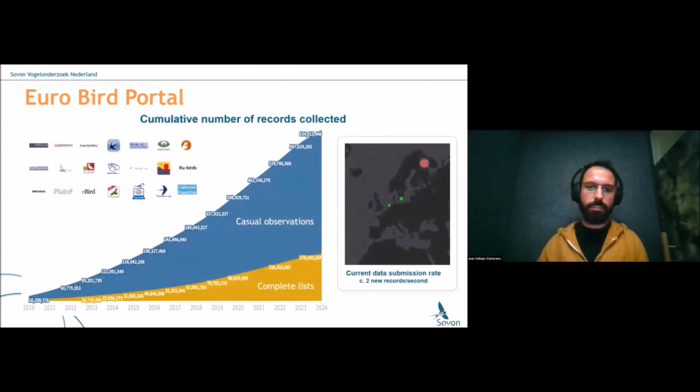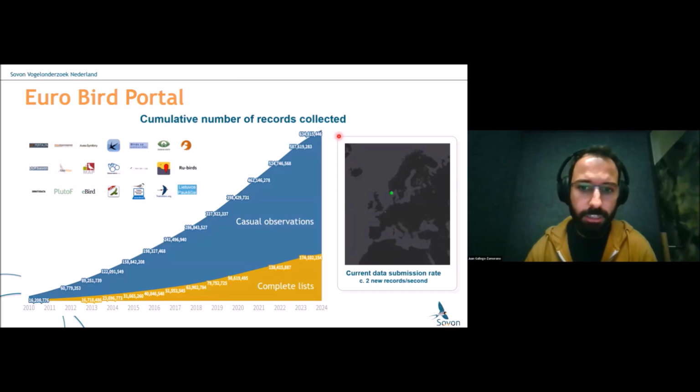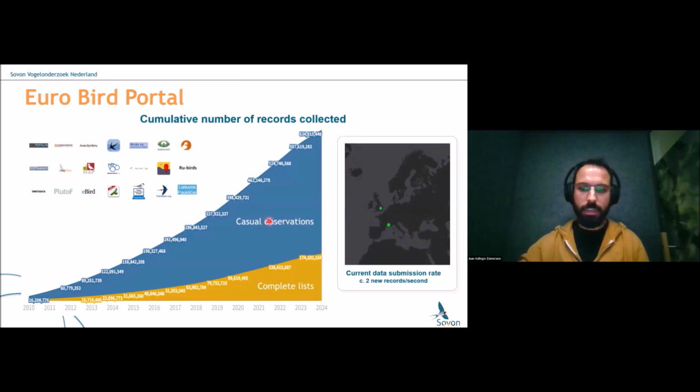Thanks to that, more than 700 million observations have already been gathered. In most cases, about two thirds of the data, they are casual observations, like people just going into the field and saying, "Hey, I saw a greylag goose in the field," for example. But many people also make complete lists, which is basically people going for a walk and registering all the different species that they see, and also the numbers of those species. All of that together is now in the Eurobird portal, in the EVP data, which is really a massive work, and it's amazing to have it together at the European scale.